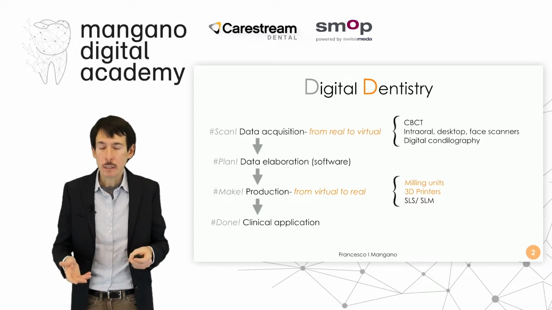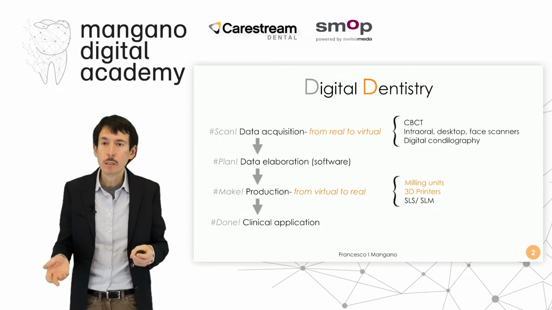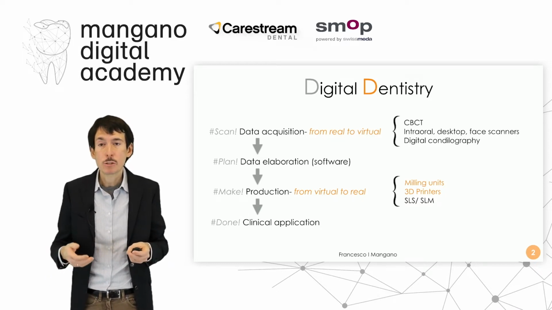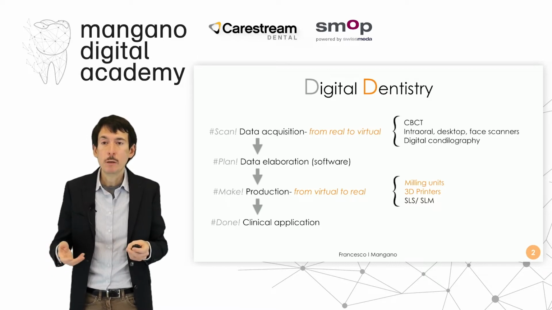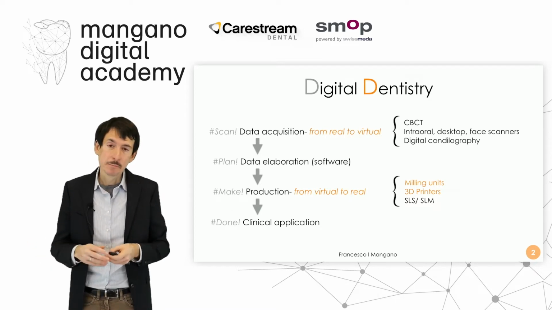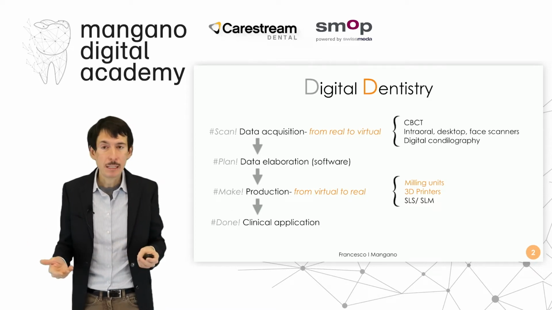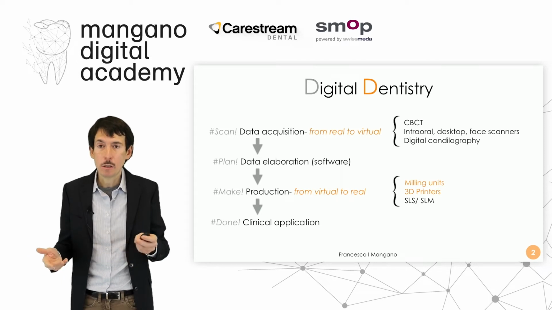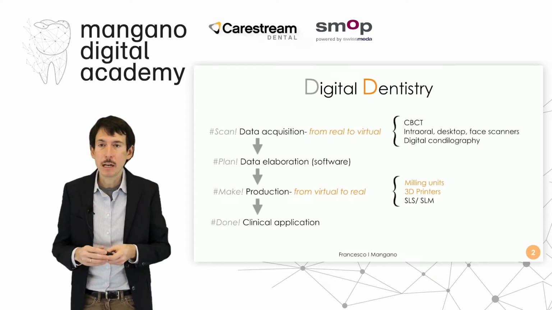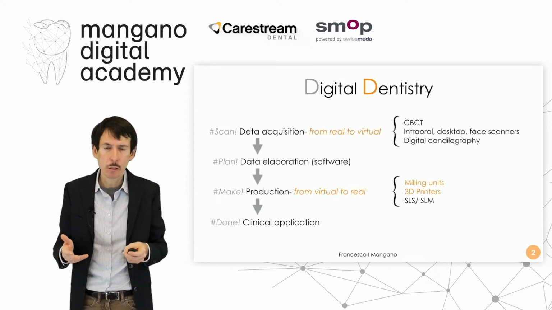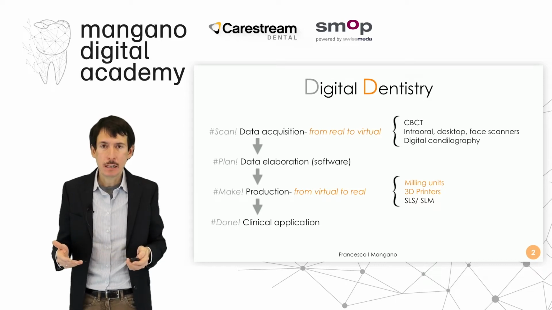And then there's the clinical application. So we have different applications for the different fields. For example, in surgery, we can make surgical guides. In prosthodontics, we can make or shape fixed or removable prostheses. In ortho, we can make devices like aligners, customized devices, retainers, everything. So basically, we have the clinical application.